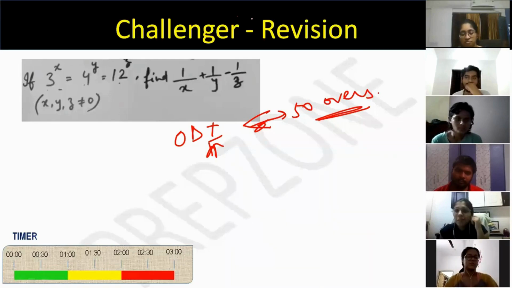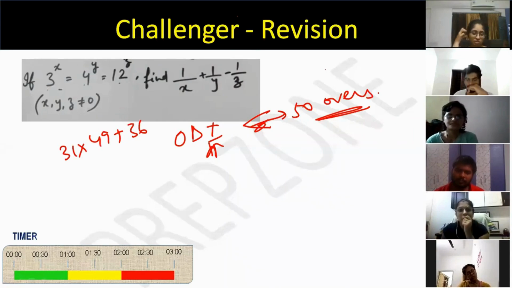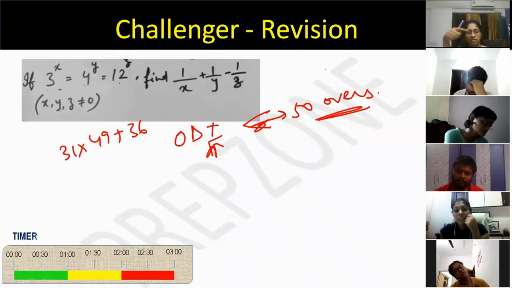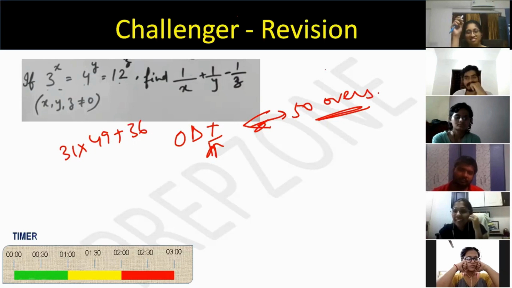Let's go a little earlier. Tamojit, how is it 1555? 31 into 49 plus 36. Why 31? 5 into 6 plus 1. Why plus 1? You have to take a single on the last ball, sir, to keep the strike. Why? To keep the strike you have to take a single. Can't he take 3 runs? Yes, he can take 3 runs also, right? So the answer has to be 33 into 49 plus 36, which is 1653.